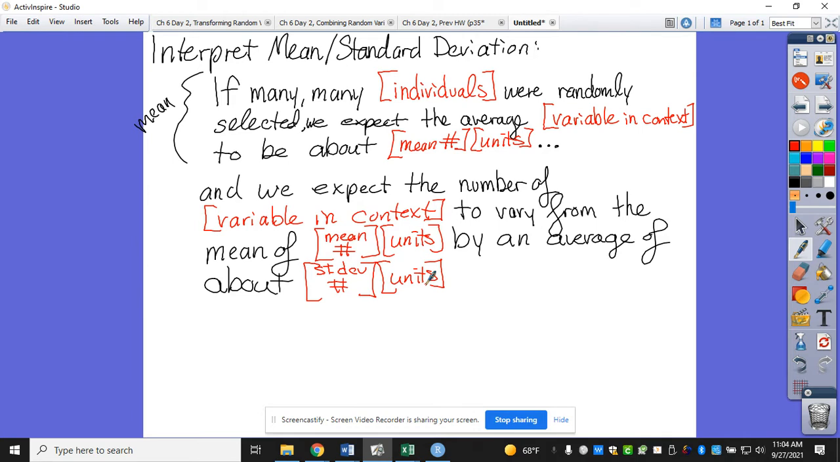We didn't calculate standard deviation for the non-word errors. Is that right? So let's pretend it was like 1.2. Then you would say what? Okay, so what was that? 1.13. Okay. And we expect the number of non-word errors to vary from the mean of 2.1 non-word errors by an average of about 1.1385 non-word errors. How do we get the 1.13?